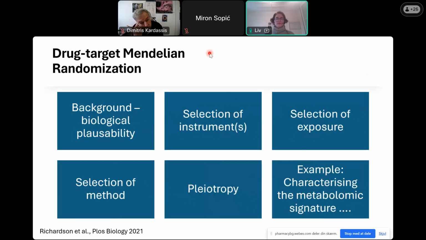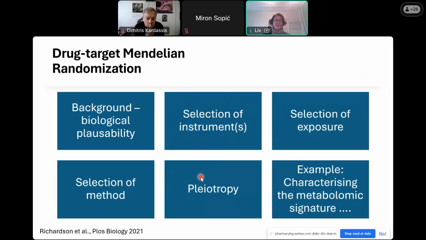What is important when you do drug target Mendelian randomization is first to think a bit about the background. So biological plausibility. Is it plausible that this drug target will actually have an effect on the disease you're looking at, or are you just trying random things? Because then it's a bit too much work if you don't have a good idea that there's actually going to be something to find here. Then it's important to think about the selection of instruments, the selection of exposure, and also the selection of method.